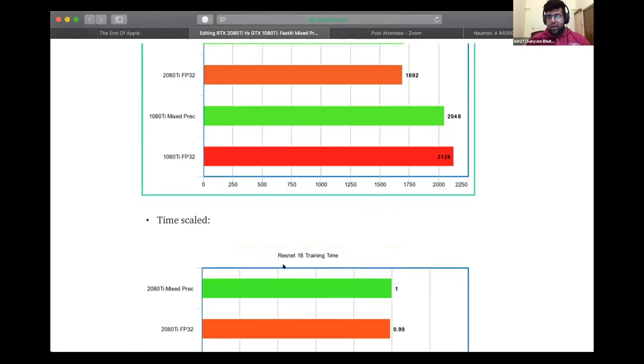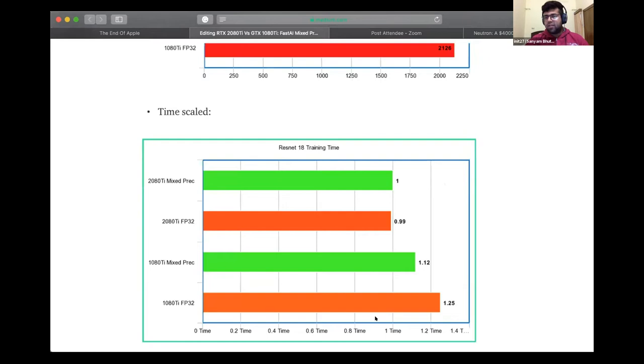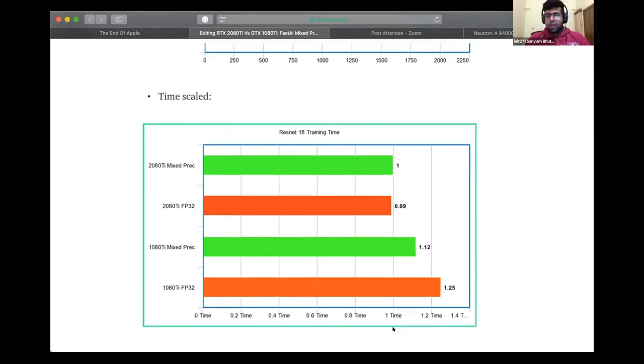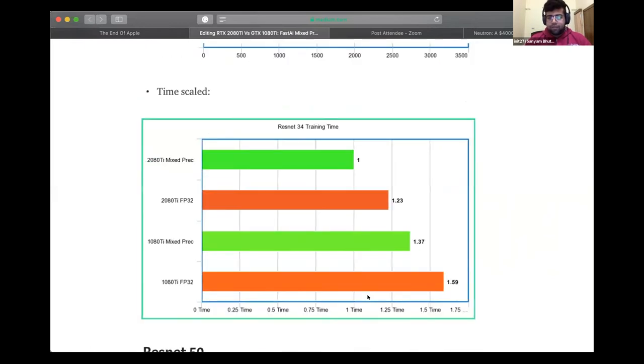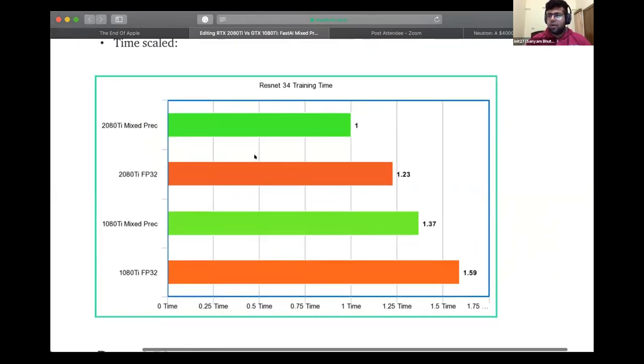So for ResNet 18, supposedly this is 60 to 80% faster as per the performance benchmarks. But the best improvement was that the 1080 Ti took 1.25 times the time. This is something I realized: for smaller networks, you do not see that amount of performance difference. If you move on to ResNet 34, this is the mixed precision line on the 2080 Ti, and then it's normal FP32 or full precision, then the same on the 1080 Ti, and the 1080 Ti on full precision.